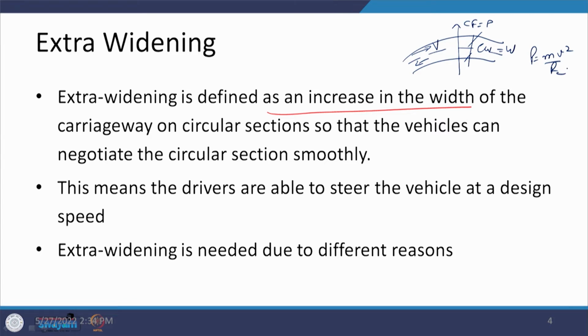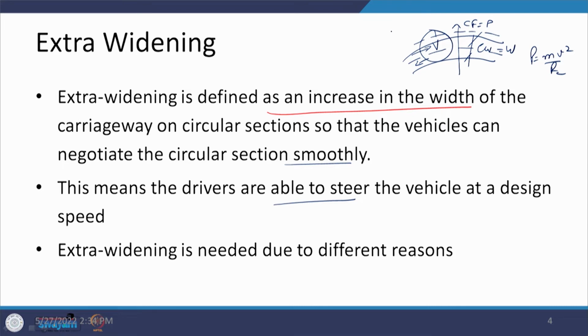So, as the speed increases a bit, it has an impact in terms of a square on this force which is acting outwards, and that is the reason we are trying to see whether, if we widen this section, it is going to be helpful to the vehicles moving on it. These vehicles should be able to move smoothly and steer at the design speed, that is V.